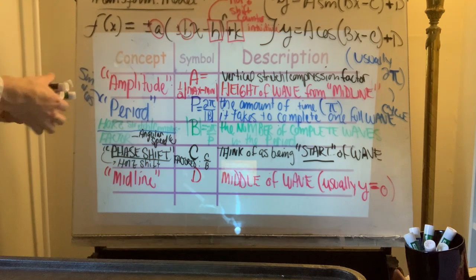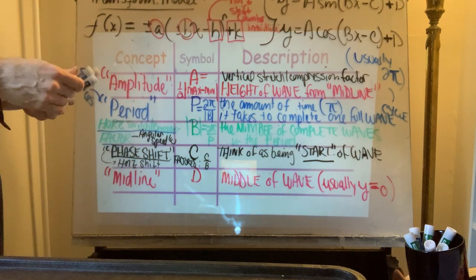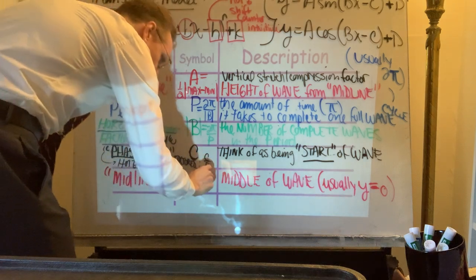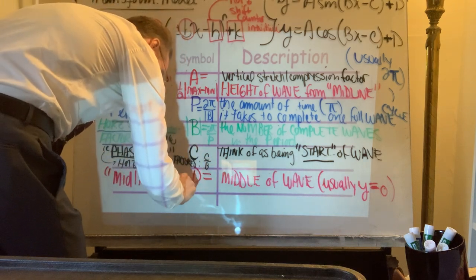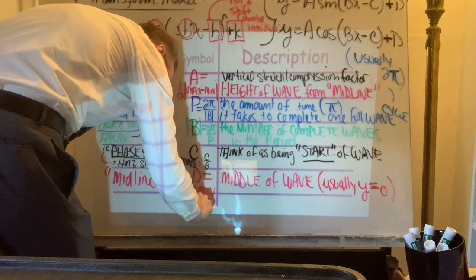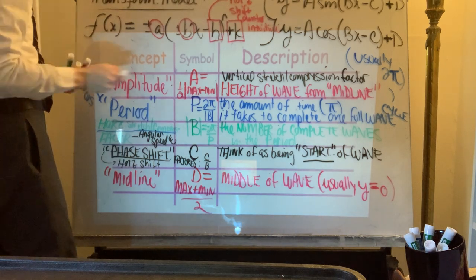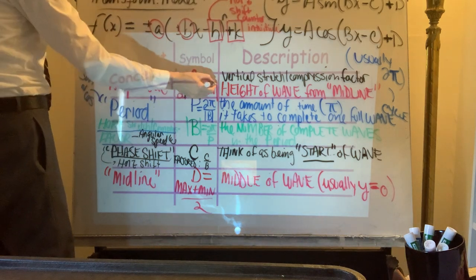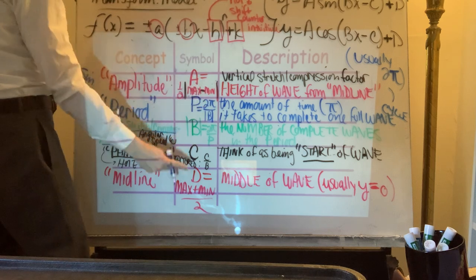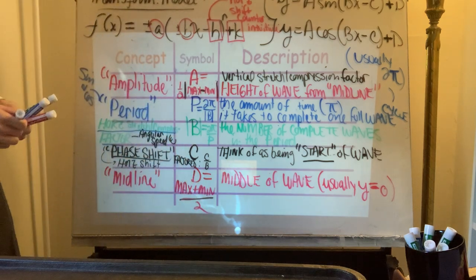Right, and the midline has a similar formula to the amplitude, but it's really more or less an average. D is equal to the maximum plus the minimum, as opposed to subtracting it, divided by 2. So you get the halfway. All right, just make that distinction. These are absolute value lines and a subtraction, and this is just dividing by 2 after the sum. So more or less an average.